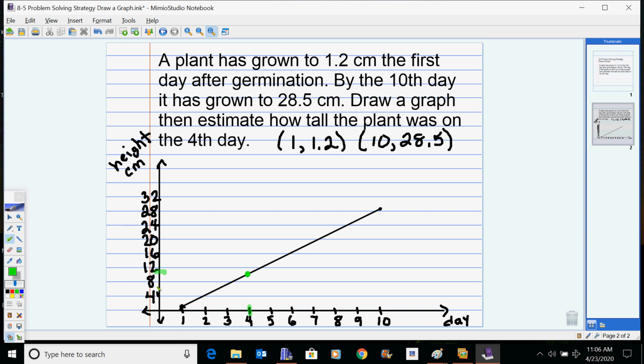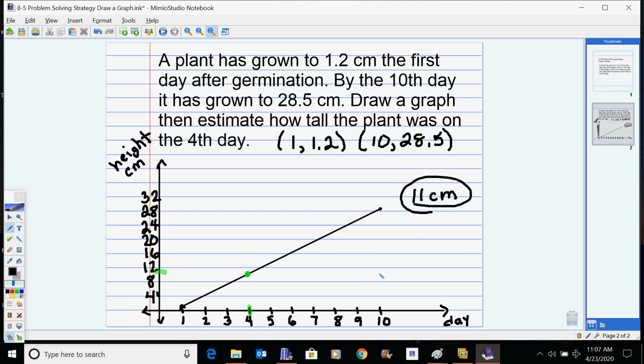Right across. So we see that this is between the 8 and the 12. 10 would be exactly between. It's a little above. It's not at 10. It's definitely above 10, but it's not up to 12. So what we can do is we can estimate that it's probably about 11 centimeters tall on the 4th day. And that would be your answer, that it would be 11 centimeters tall on the 4th day.